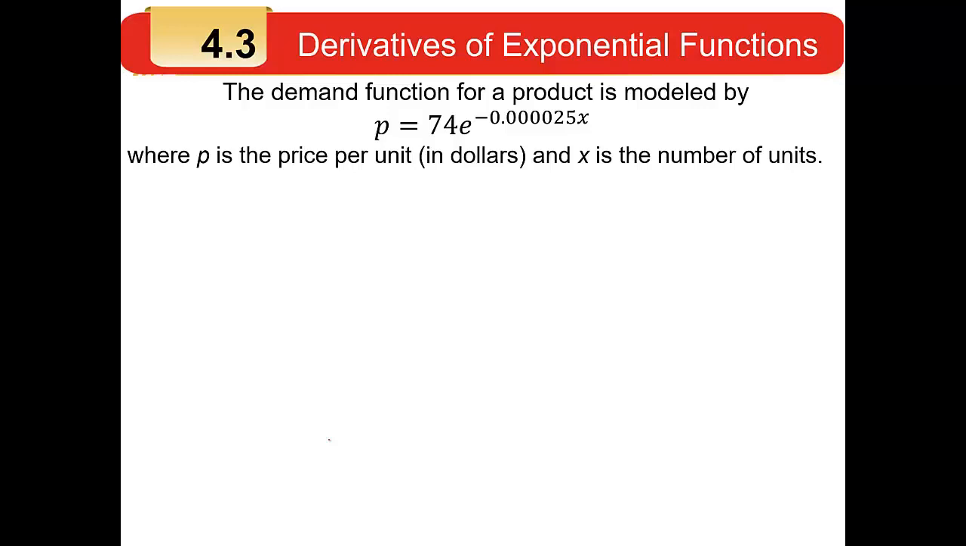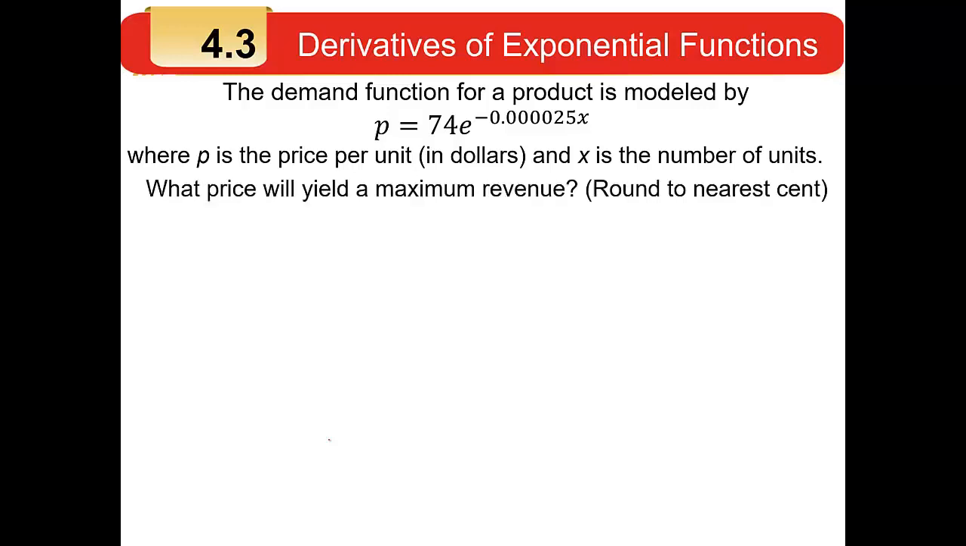Here's an application problem that says the demand function for a product is modeled by P equals 74 times e to the power of negative 0.000025x, where P is the price per unit in dollars and X is the number of units. I'm going to ask multiple questions, but the first question is, what price will yield a maximum revenue? And we'll round it off to the nearest cent.